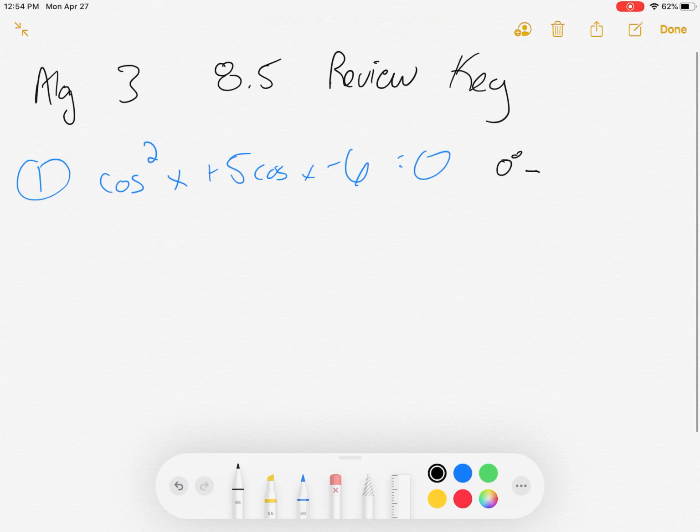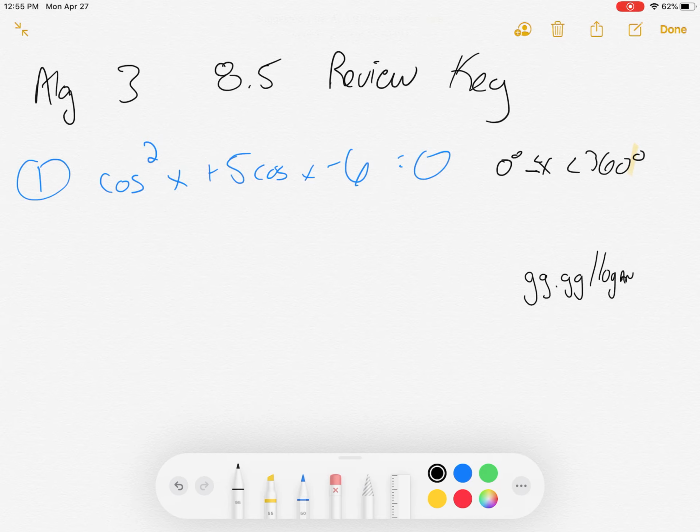and you're solving between 0 and 360. That's written very poorly, sorry. But all that tells you is that you're in degree mode. So when you are using your calculator, gg.gg/logancalc is the link for that. When you're using that calculator, you should be in degree mode up top.